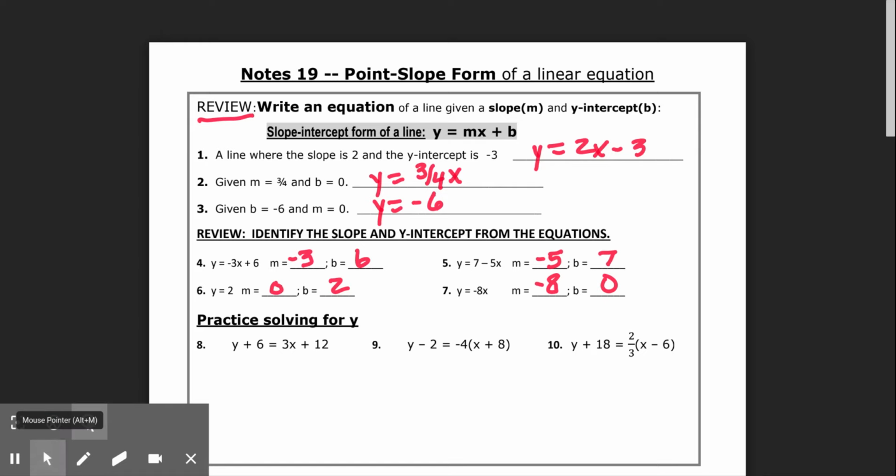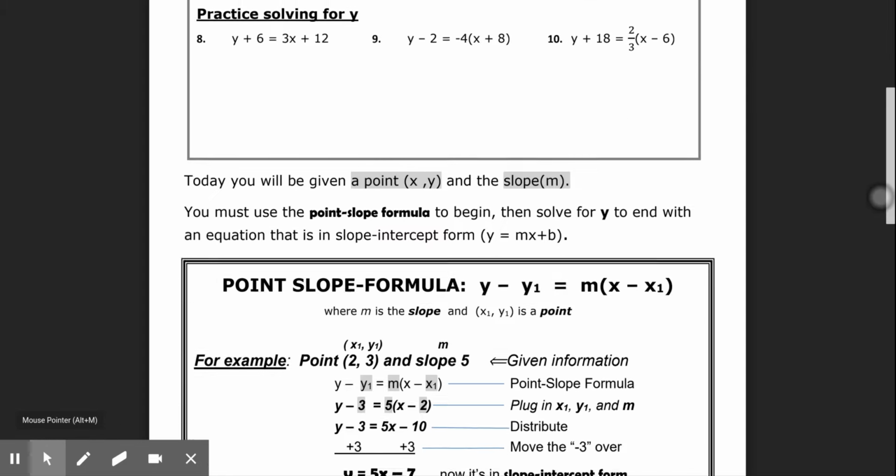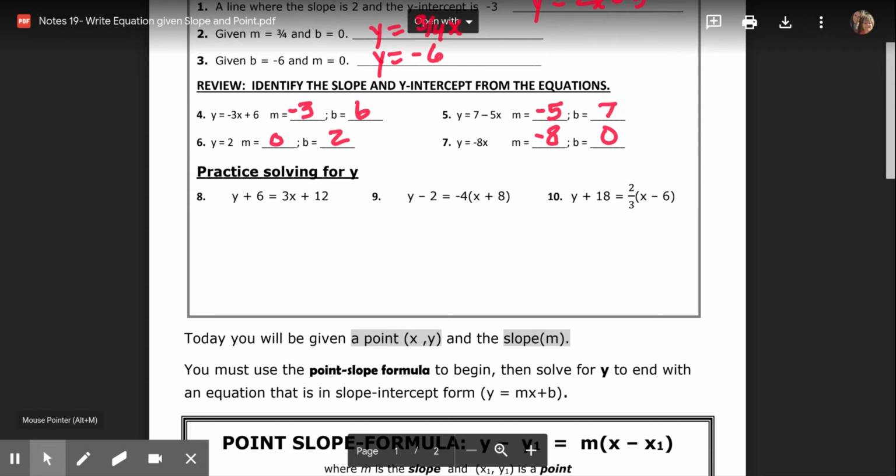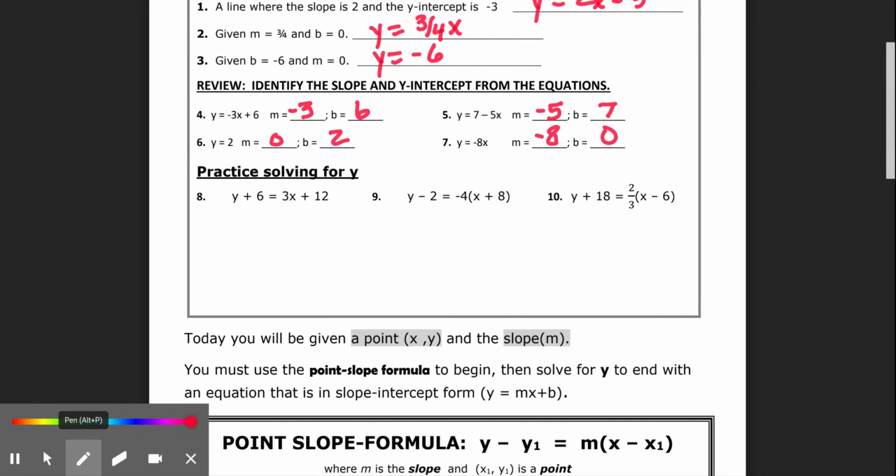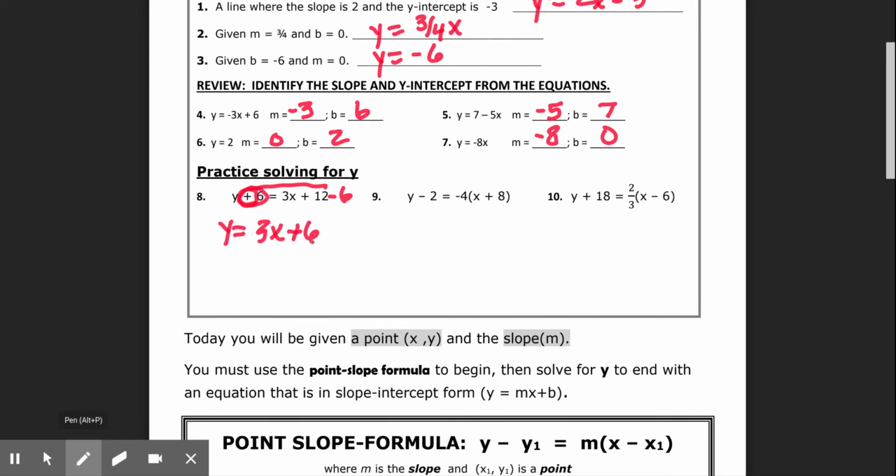And then on 8 through 10, we're going to solve for y. Let's see if I can get this moved up here. All right, so on number 8, let's go ahead and move this 6 over to the other side so that positive 6 becomes a -6. So we're going to have y equals 3x, and 12 minus 6 is 6. So y equals 3x plus 6.